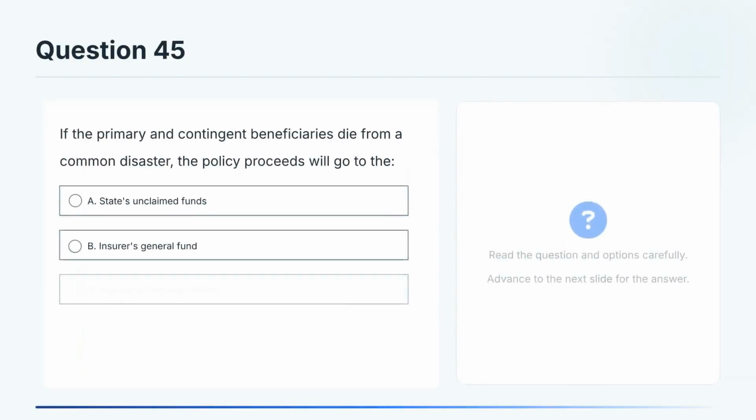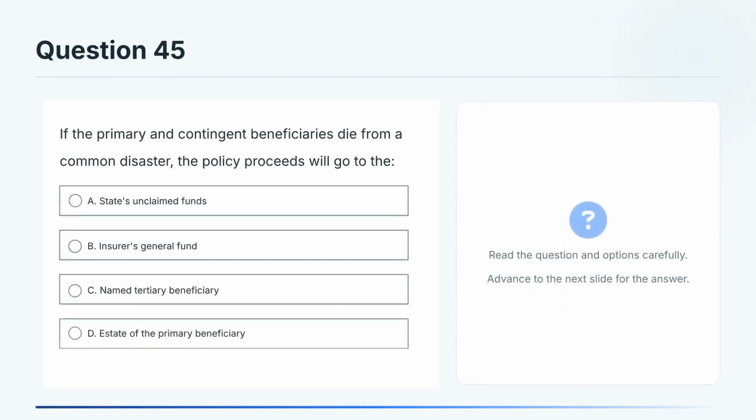If the primary and contingent beneficiaries die from a common disaster, the policy proceeds will go to the: A. State's unclaimed funds. B. Insurer's general fund. C. Named tertiary beneficiary. D. Estate of the primary beneficiary.